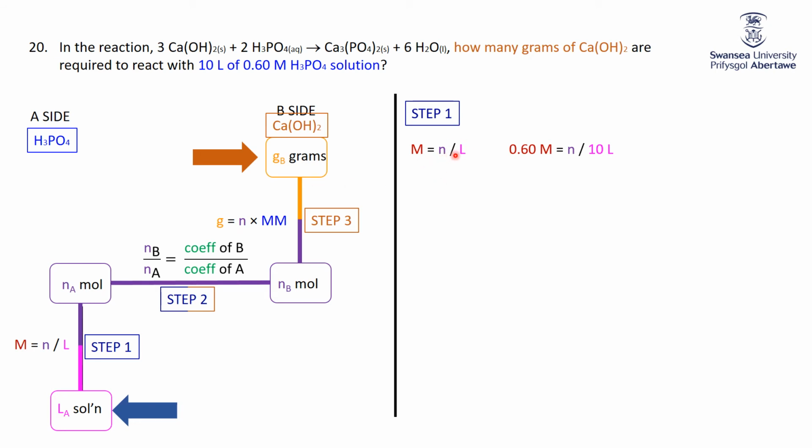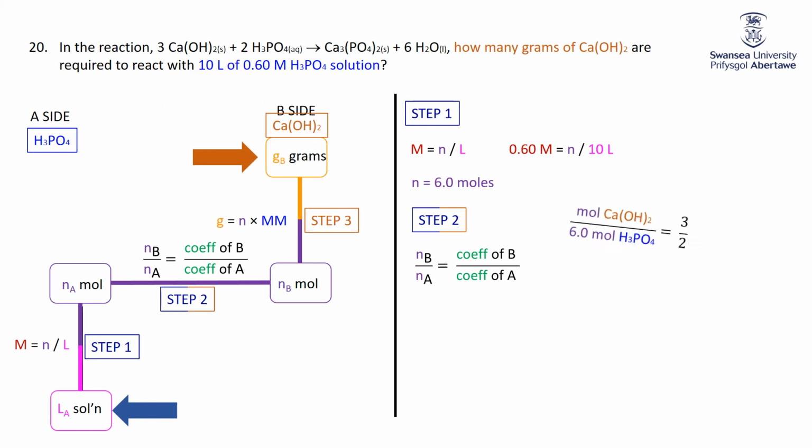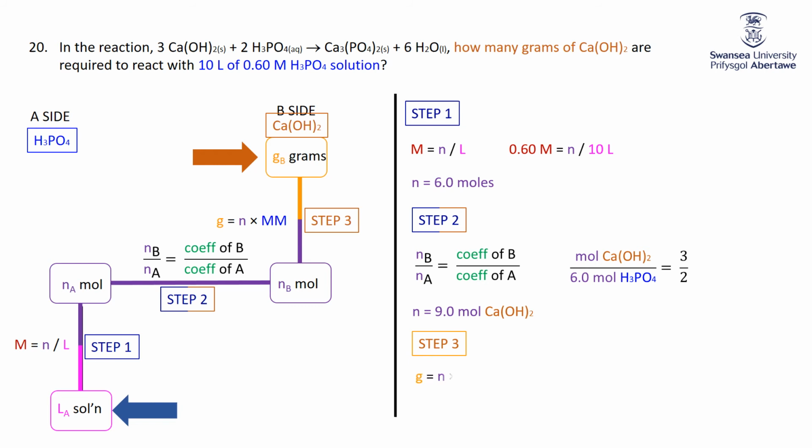So for the first step, molarity is moles over litres, molarity is 0.6, litres 10 litres, so therefore we have a total of 6 moles here of the H3PO4. Equation, we're given it, there's the H3PO4 has a coefficient of 2, the Ca(OH)2 has a coefficient of 3, so we'll put all that in, moles Ca(OH)2 on top with a coefficient of 3, 6 moles given, or calculated, of H3PO4 on the bottom with a coefficient of 2. So that gives us 9 moles of calcium hydroxide, and then of course to turn that to grams, multiply it by the molar mass, and we get a total of 666 grams. Always a fun number to see in a calculation.